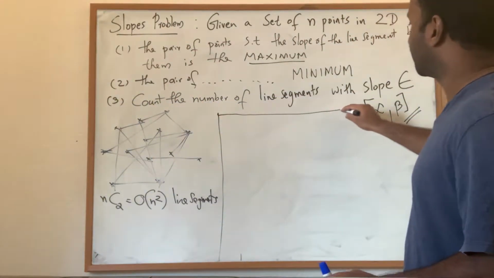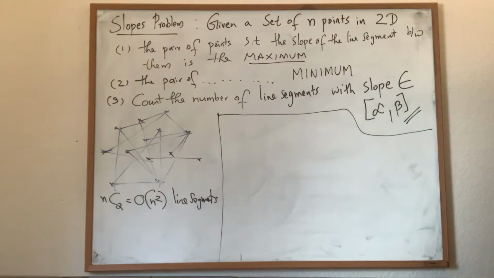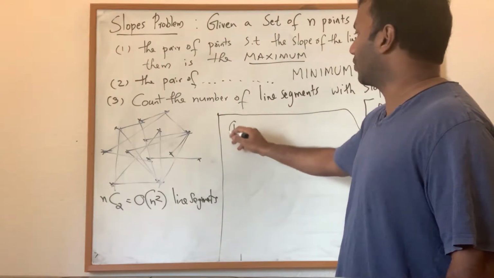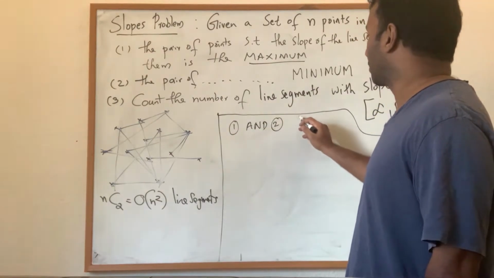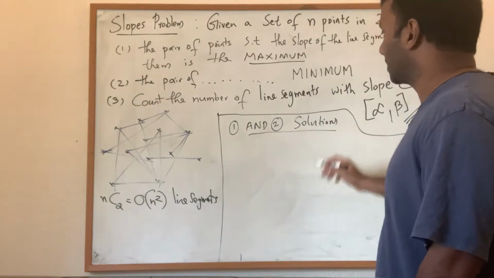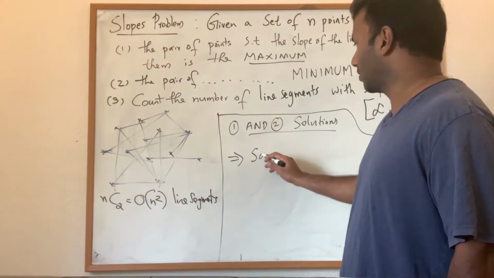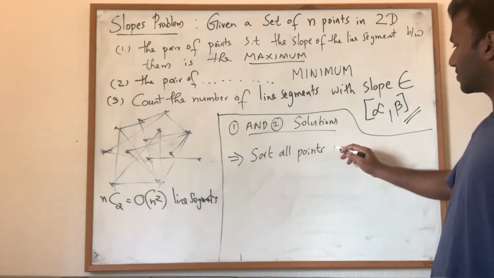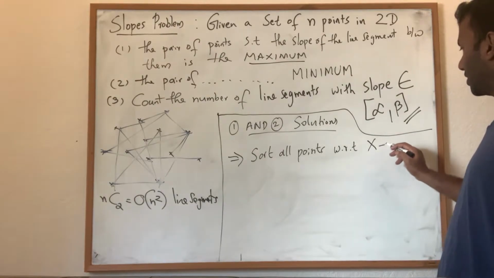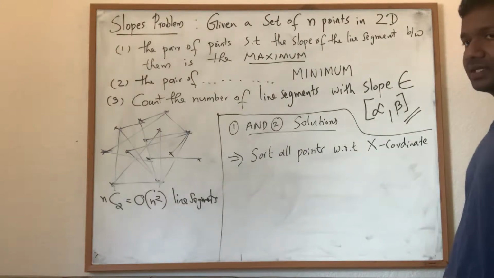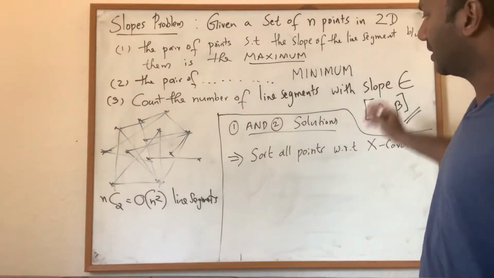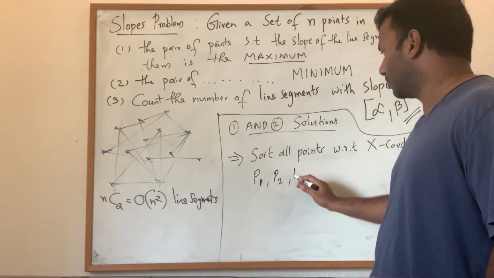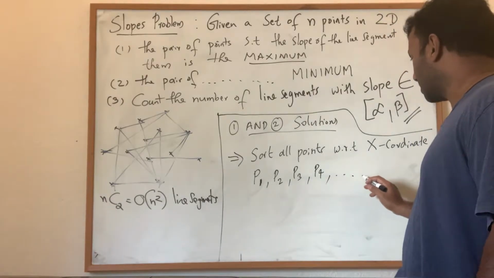All right, let me just show how to solve the first 2 questions. The solution is relatively simple. Okay, so here is what I'm going to do to solve question number 1 and 2. First, I will sort all points with respect to x coordinate. Basically I arrange all the points in the ascending order of x coordinates. Let's say after this sorting, suppose the points are P1, P2, P3, P4, etc. up to Pn.